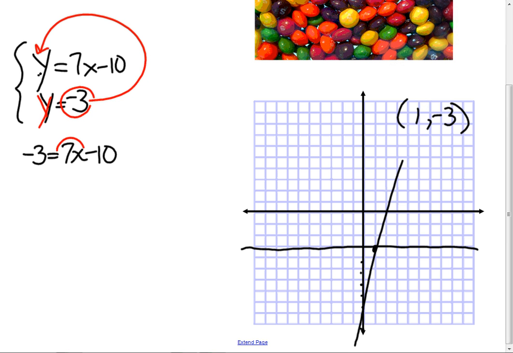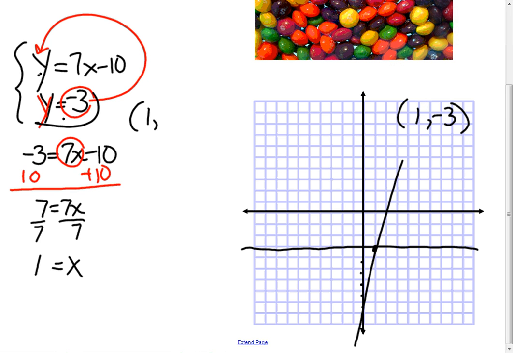Well, you know, I want the x's alone, so how about if we add 10? Plus 10. Ted, what do I get on the left side? 10 minus 3 is 7. Okay, then what do you do? Ted, what do we do next? Divide by 7. Now remember, you're looking for both x and y. Well, I have y. They told me what y was, so it's easier than what you've been doing.